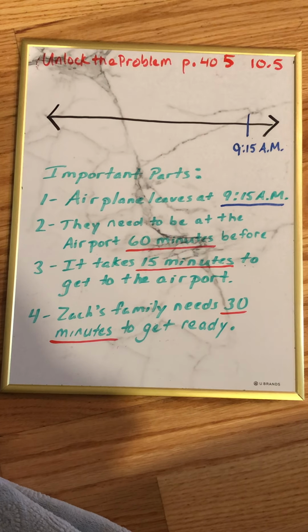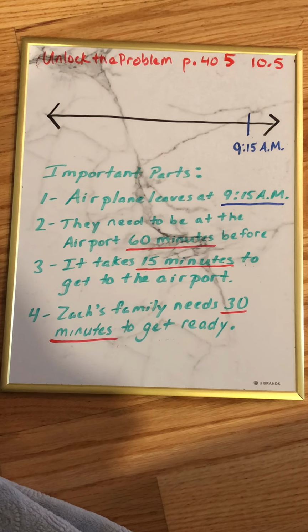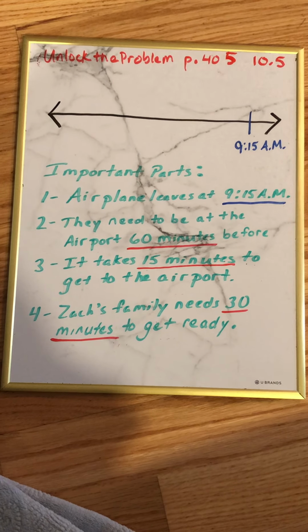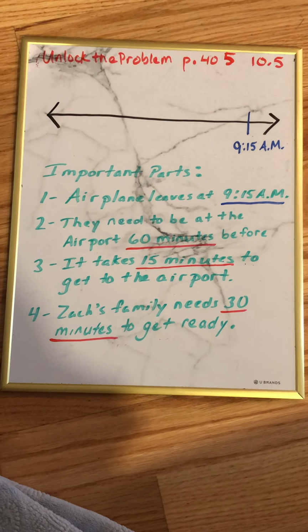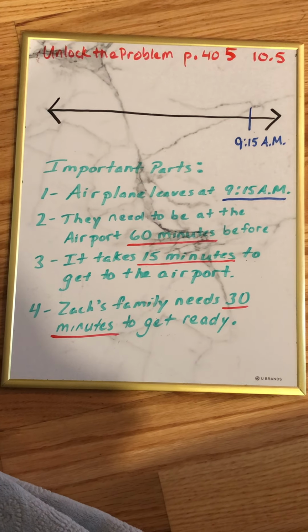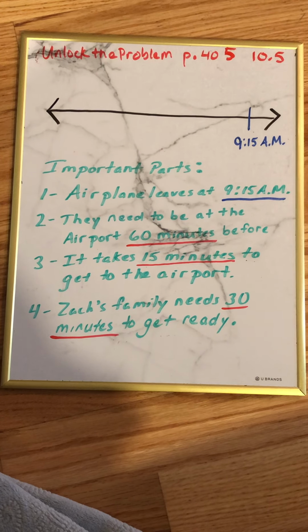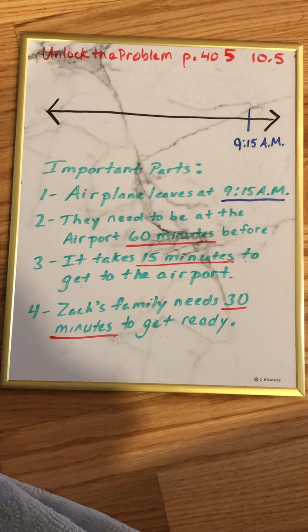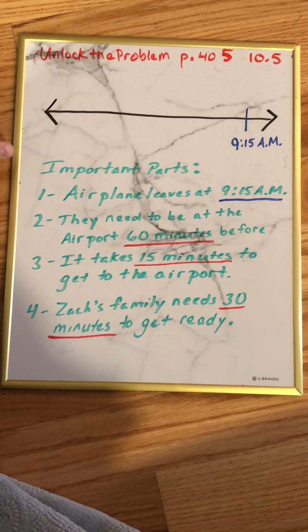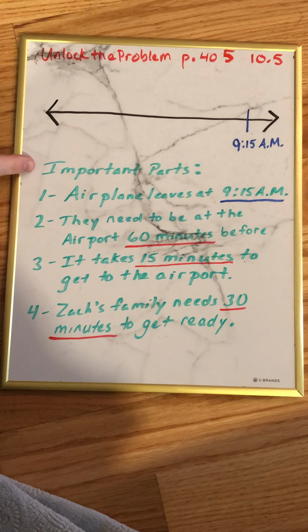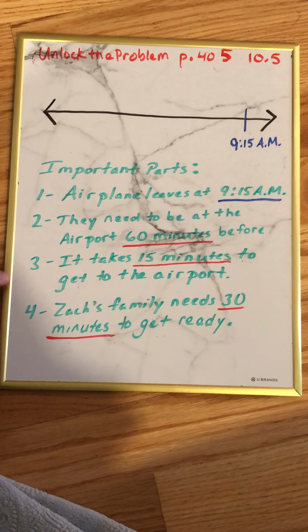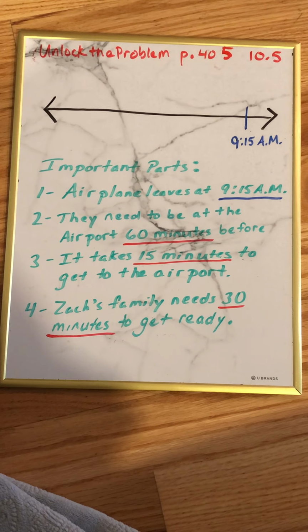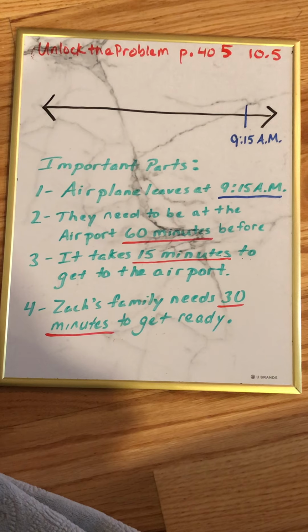So, what is the first thing that we do after we read any math word problem? I hope you guys are saying it either in your head or actually out loud. We need to identify the important parts. So if you take notice here on my dry erase board, I put important parts and then I listed 4 different things. What we're going to do is read through each of them.